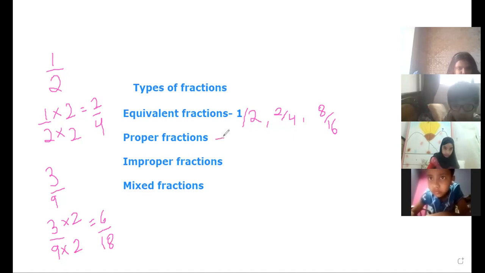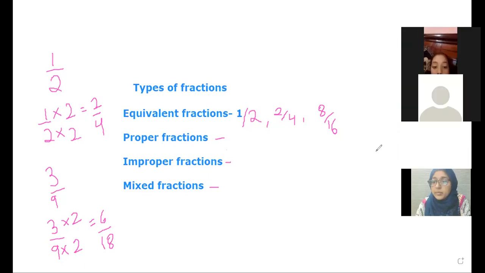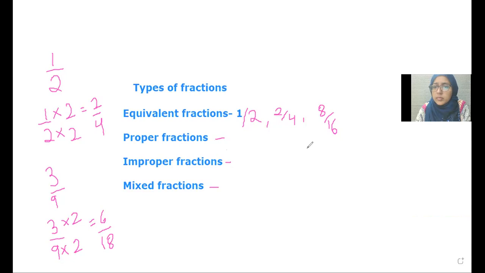Now proper fractions. Who will tell me what proper fractions are? Proper fractions are fractions whose numerator is always smaller than the denominator. An improper fraction is where the numerator is always bigger than the denominator. Let's take an example. 2/3 will do.